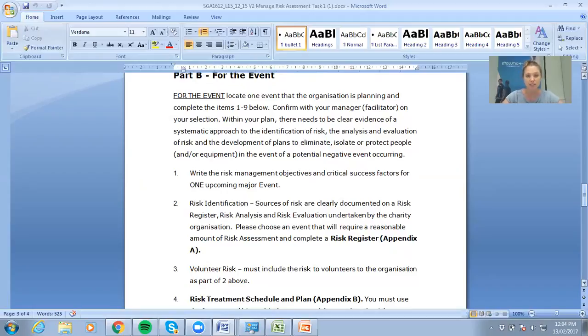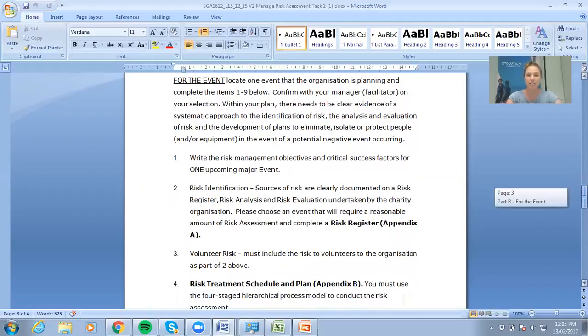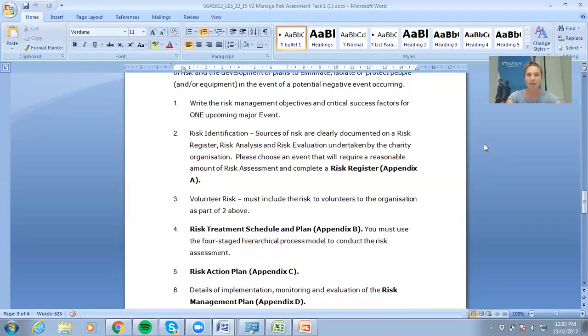Now, for question 2, the risk identification. So sources of risks are clearly documented on a risk register, risk analysis and risk evaluation, undertaken by the charity organisation. Please choose an event that will require a reasonable amount of risk assessment and complete a risk register for it. Okay, so I'll need you to download Appendix A for me, and I'm just going to bring that up on my screen for you now.